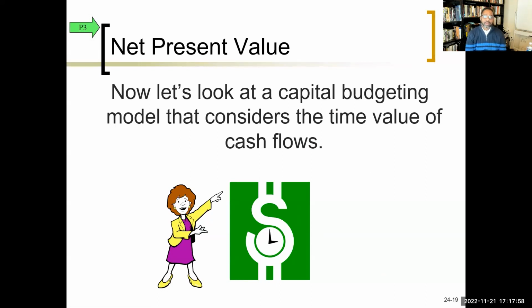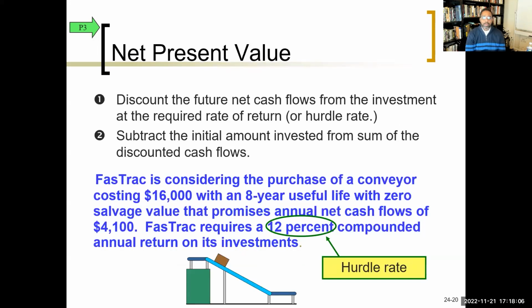We use net present value. Net present value: discount the future net cash flows for the investment at the required rate of return, or the hurdle rate. Subtract the initial amount invested from the sum of the discounted cash flows. So let's say, for instance, Fast Track, same $16,000 investment in an asset. Cash flows is $4,100. Fast Track requires a 12% compounded annually return on its investment.